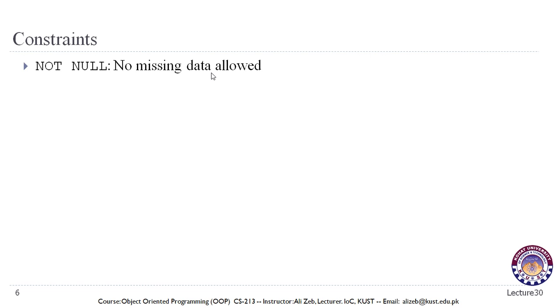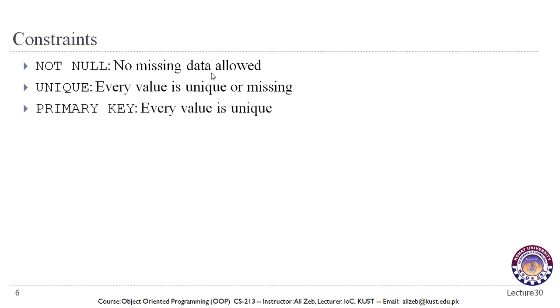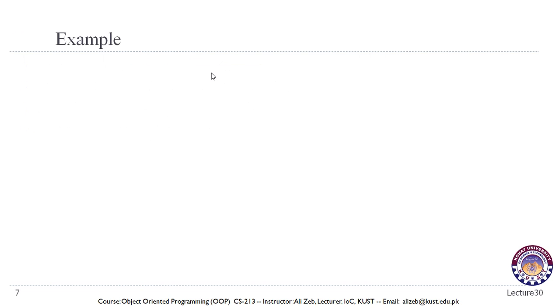We can have constraints like not null, where no missing data will be allowed in the column. Unique, where every value is unique or missing. Primary key, where every value is unique, plus other more sophisticated predicates that we'll briefly look into.